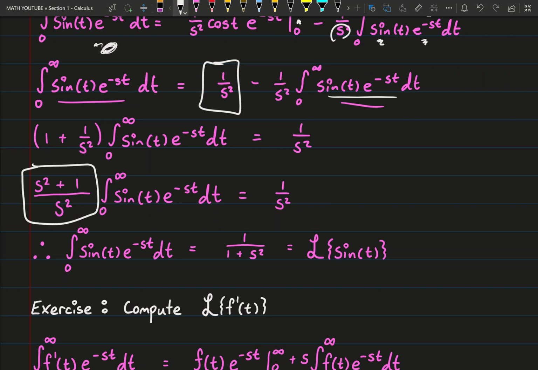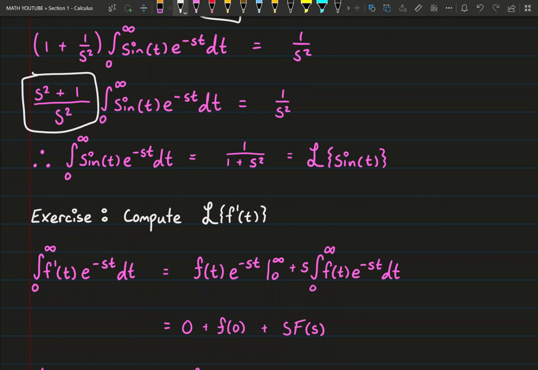And therefore, if we multiply by s squared on both sides, we would get 1. And then we divide by s squared plus 1 on both sides. And that gives us 1 over 1 plus s squared. And that therefore gives us the form of the Laplace transform of sine of t.